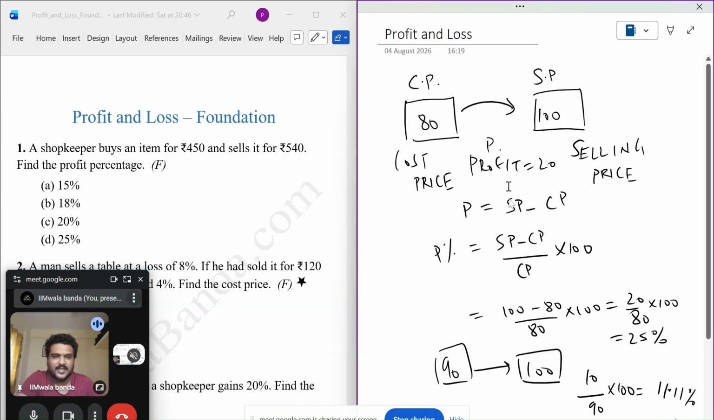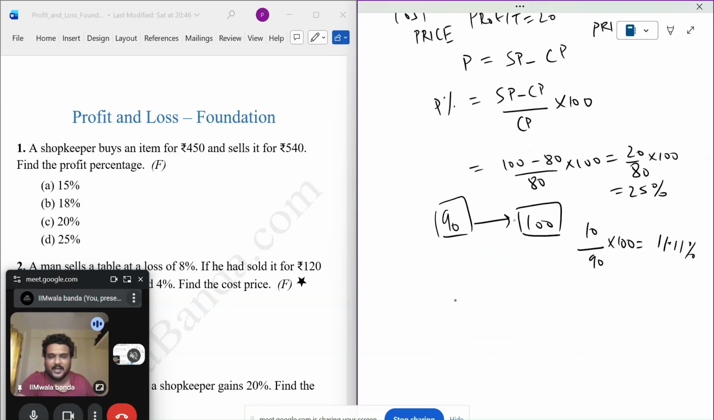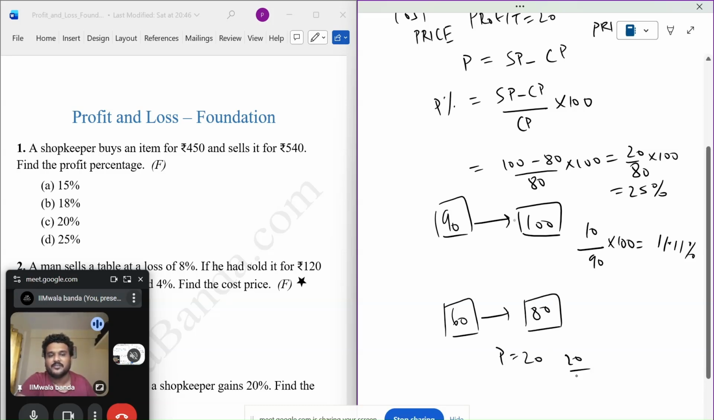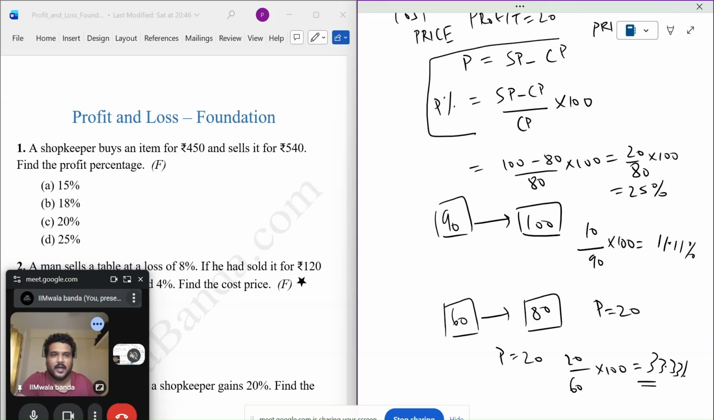Now again, just to understand, if you look in the same example, I'll keep the profit same, but I'll reduce the cost price. For example, I bought it for 60 and I sell it for 80. So profit is again 20, but profit percentage will be profit upon cost price into 100, which is 100 by 3, or 33.33%. So you can see that even if the profit is same, depending upon the cost price, the profit percentage will change. So what we have learned is profit formula and profit percentage formula.